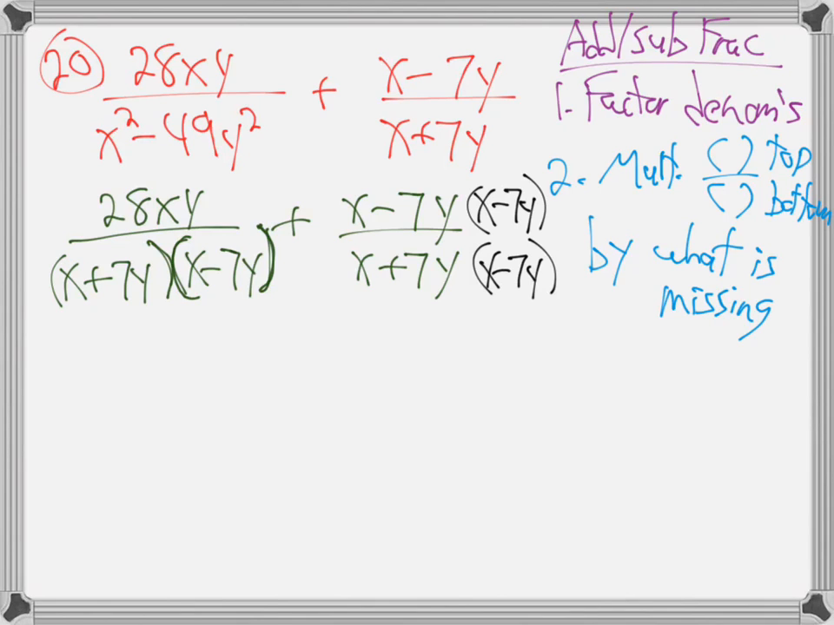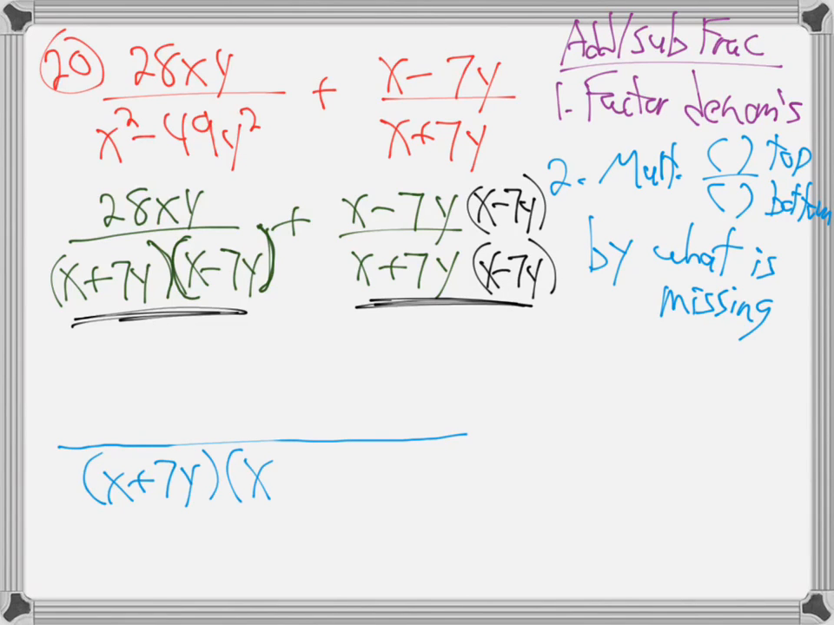So notice the two denominators now. They're the same. I made the bottoms the same, huh? Everybody see that? They both have an x plus 7y and an x minus 7y. Which means on the next line, I'm going to make it one fraction, no longer two, because the two denominators are the same. Okay, step three. So you're tracking with me?